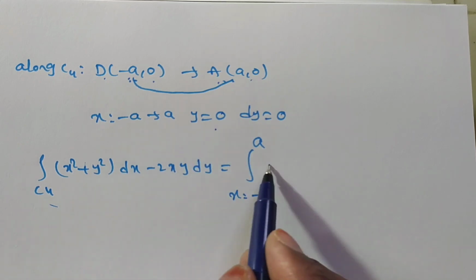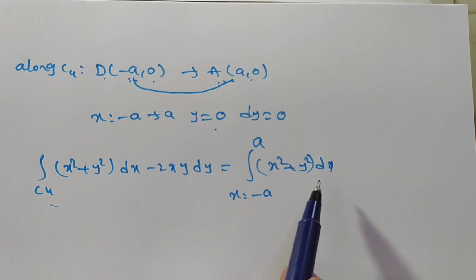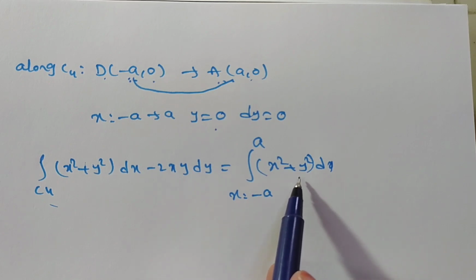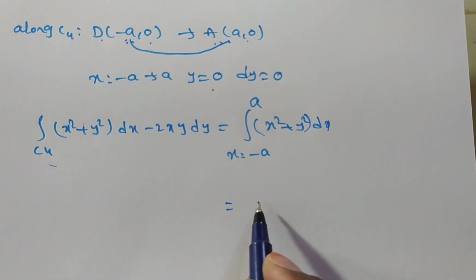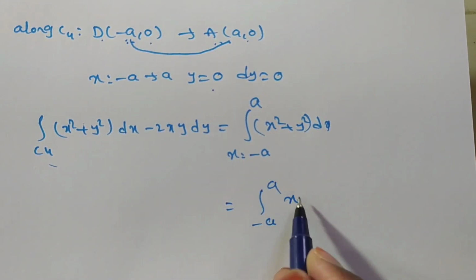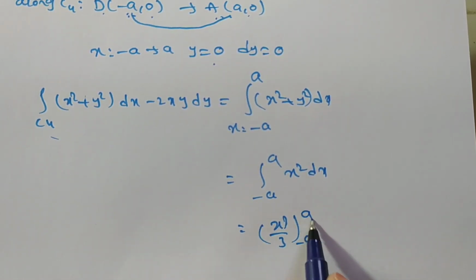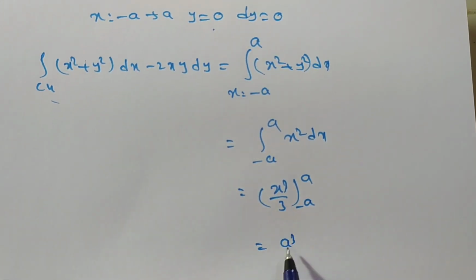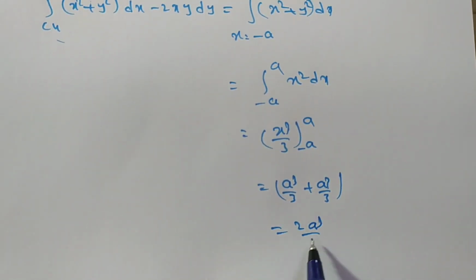Next, you have x square plus y square into dx. Now we are integrating with respect to x, but here you have a y term in the integrand. So put y equal to 0. So in this case, it is the integral from minus a to a of x square dx only. Now the integration of x square is x cube by 3, with limits from minus a to a. So a cube by 3 minus of minus a cube by 3. So in total you will have 2a cube by 3. So this is along C4.